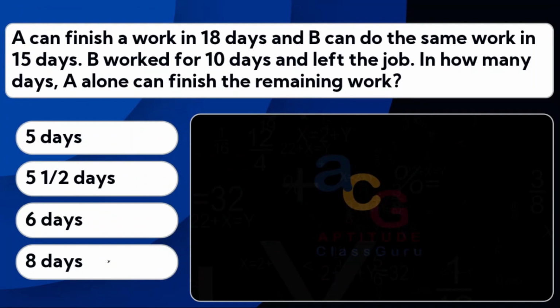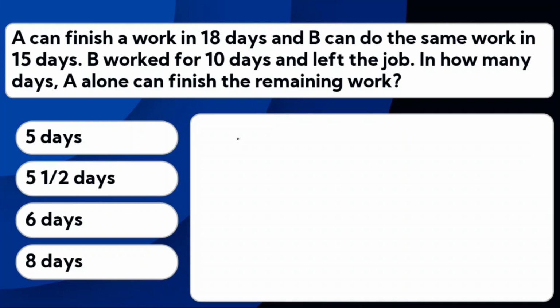Just look at it. A can finish the work in 18 days. B can do the same work in 15 days. B worked for 10 days and left the job. In how many days can A alone finish the remaining work? A can finish the work in 18 days, right? So what is the per day work done by A? It is 1 by 18, right? So this is the work done by A per 1 day.